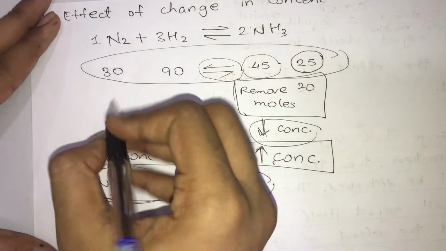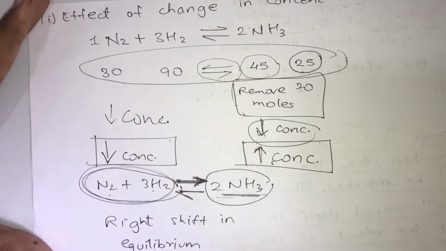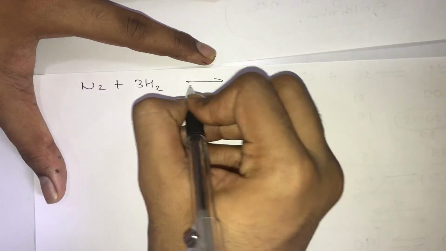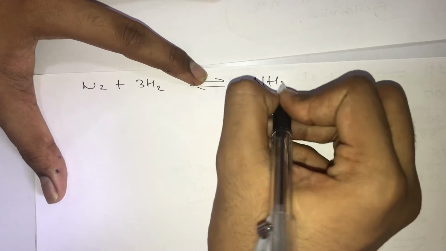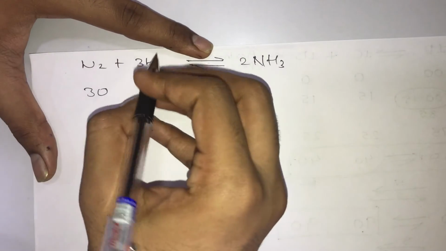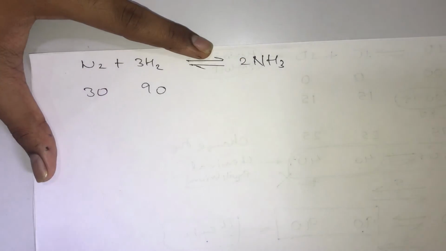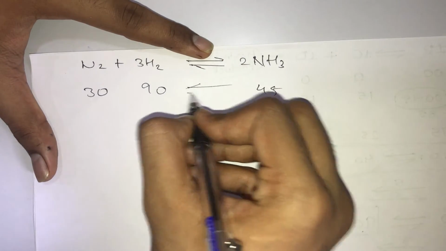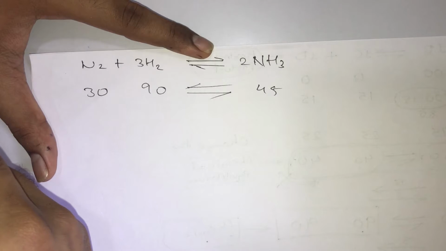Now what we are going to do is decrease the concentration of reactants, and let's see what is going to happen next. So let us consider the same reaction, so it will be easy for us to relate. N2 plus 3H2. Now let's go a bit fast, because we have understood what we have done. So we have 30 moles of N2, 90 moles of H2, and let's say 45 moles of NH3. And at this condition, a chemical equilibrium has been established.